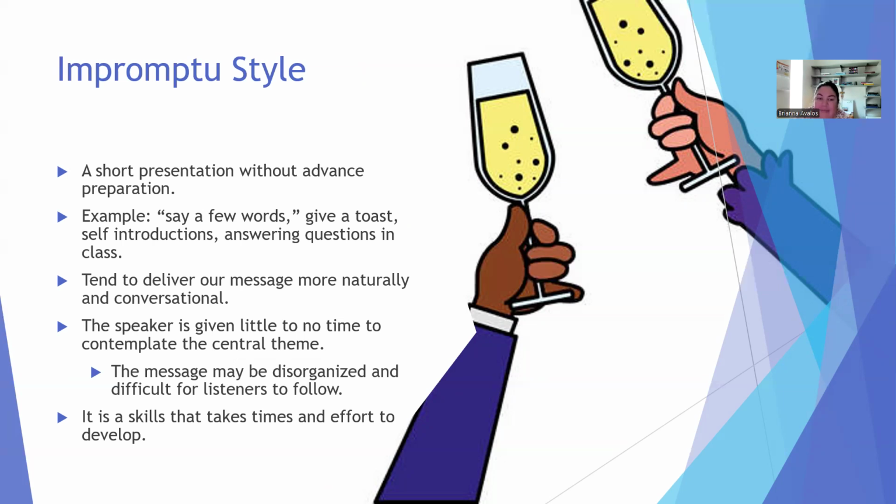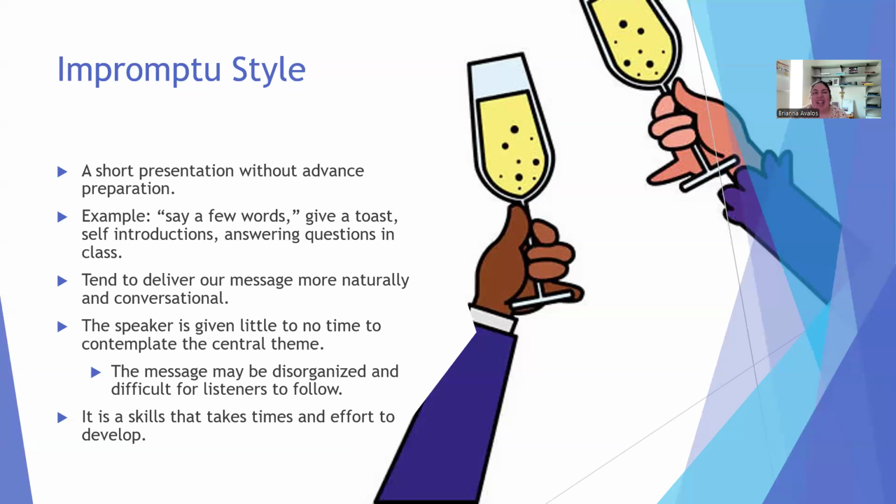Now, this kind of style, you tend to deliver it more naturally and more conversational. I like that because the stakes are not there. We're natural, we're okay. I'm not worried about anything. But if the speaker is given little to no time to contemplate the central theme, then maybe we're going to mess up. So not knowing you're going to talk about something, you might not really know what the theme is. You might not really know what exactly am I talking about.